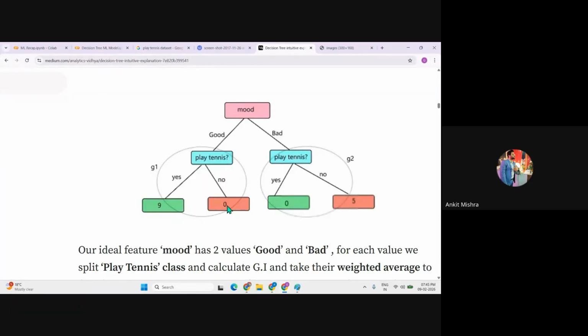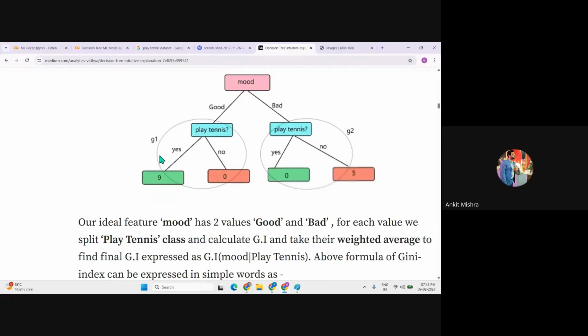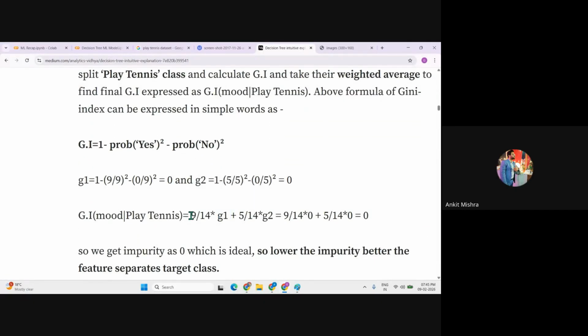Somehow, suppose we were getting 2 more values here, then the G1 value would become 9 plus 2, that is 11 data set out of the overall 14 data set. But right now this G1 is only able to classify 9 data set out of 14, that is the reason we are getting 9 by 14 and then multiplying by the Gini index of 1. Because we know that the Gini index of 1 is 0, it's 9 by 14 multiplied by 0.